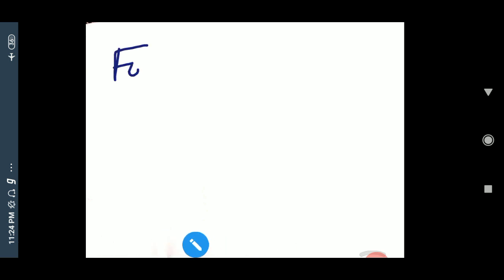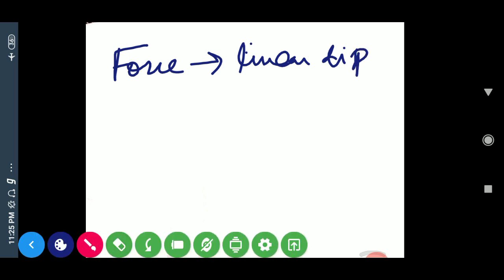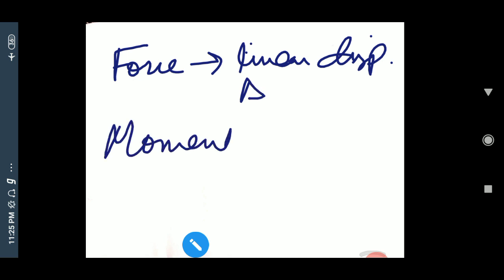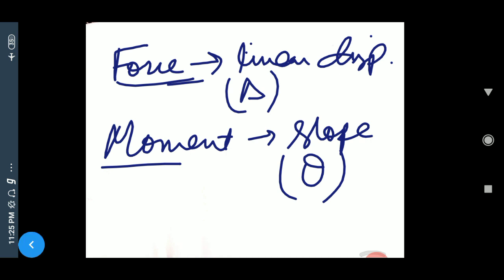So if we apply a force, then force causes linear displacement, delta, and if we apply a moment, then it causes slope. Remember these two things: force causes linear displacement and the moment applied causes a rotational displacement. Okay, so let's move towards the energy methods.